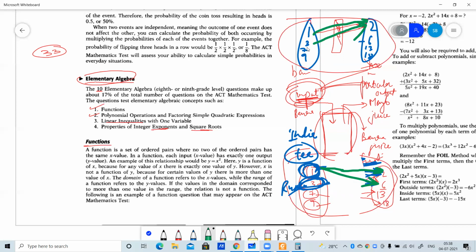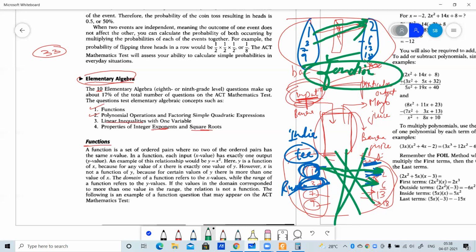So these inputs are getting the same output, so it still can be a function. Yes, exactly. So it can be a function, correct? But this bottom one cannot be a function because each input has to have 1 output. So it's having single input, you're getting 2 outputs, it is not a function.